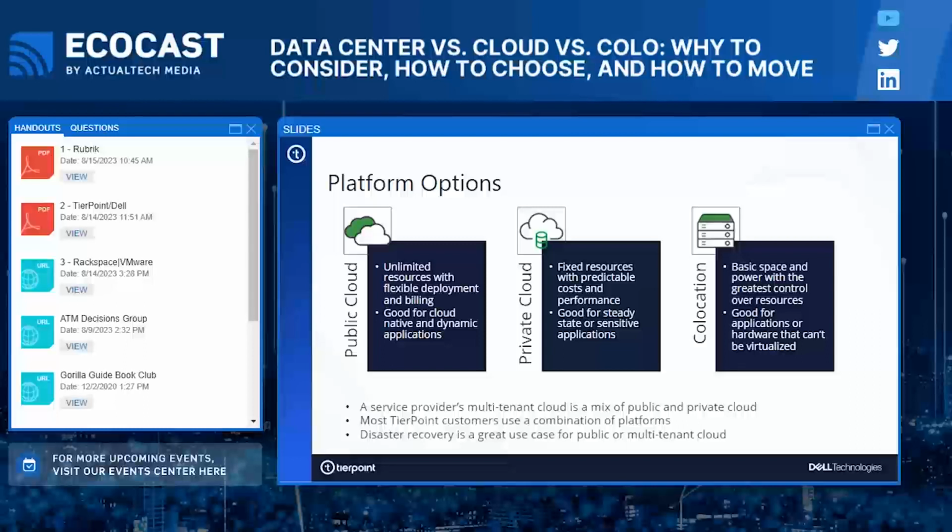And then finally, public cloud is great for those applications, in Dan's words, that are built cloud first. It affords unlimited resources with a very flexible deployment and billing model. And it's great for those cloud native or dynamic applications. Traditionally, what we've seen is most of our customers will run a combination of these. We see a lot of folks who will use private cloud or Colo or public cloud as their production, and then disaster recovery on public cloud or our in-house multi-tenant cloud, which is sort of in the middle between public and private. So from here, I want to talk about a couple of our specific customer examples.